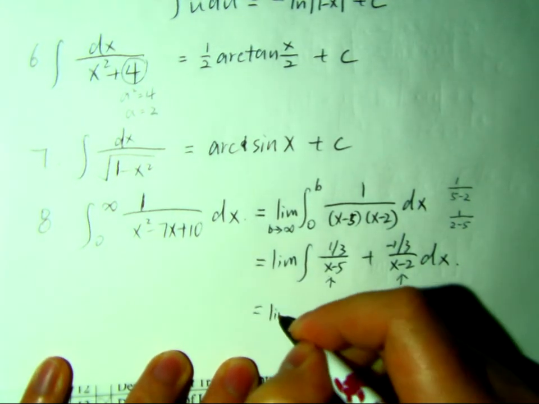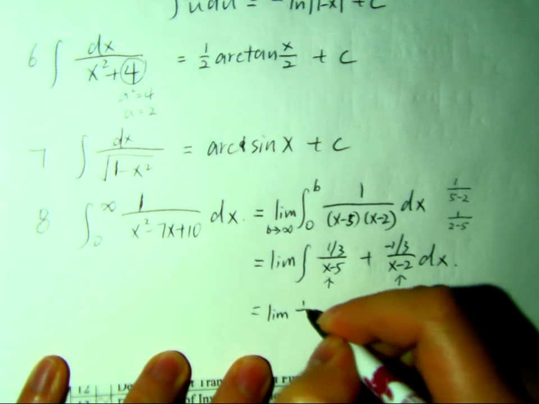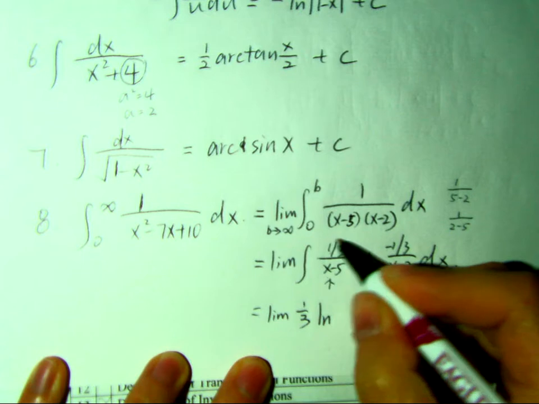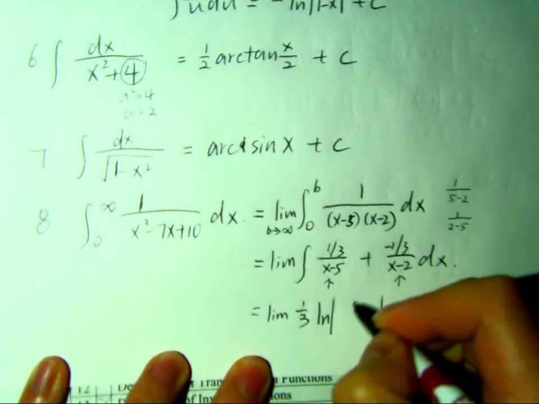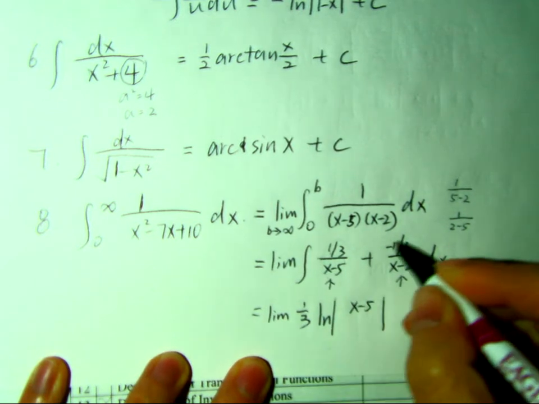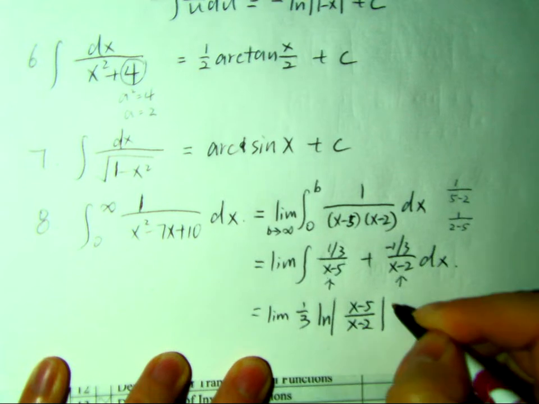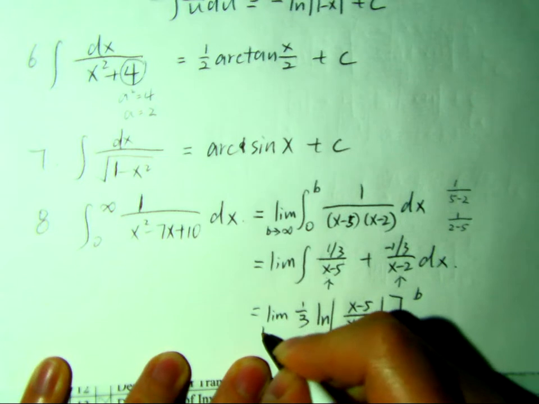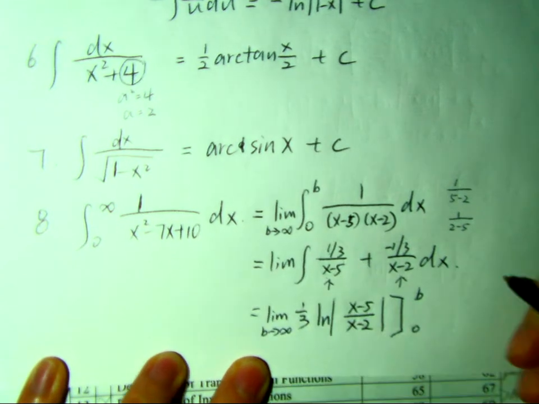So we can put the 1/3 at the beginning, and then that will be natural log. The positive 1 should be on the top, the negative 1 should be on the bottom. And the limit is from 0 to b, and b approaches infinity.